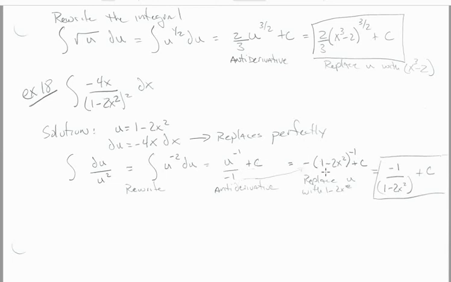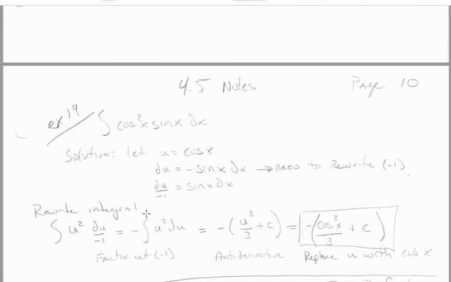We just plug u back in here. So minus 1 minus 2x squared to the negative 1. And remember, we can bring that back down to the denominator so that it has a positive exponent. We don't leave answers with negative exponents, which leaves us with negative 1 over 1 minus 2x squared plus c.